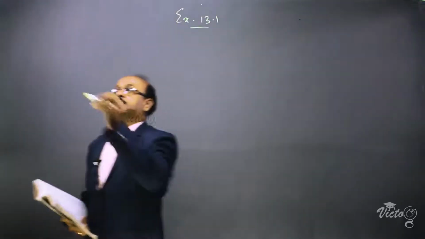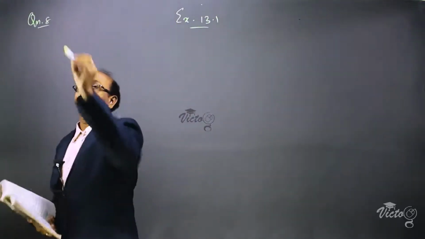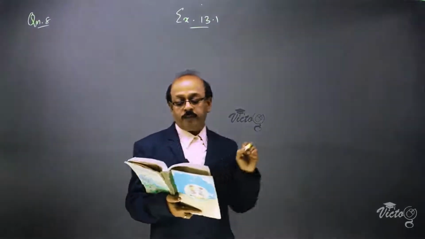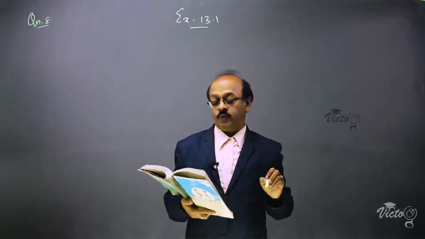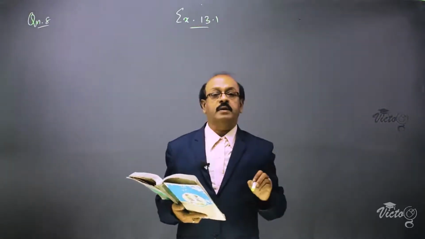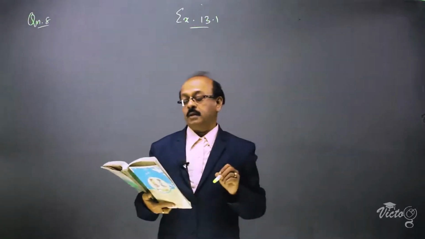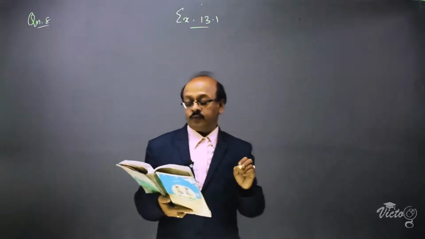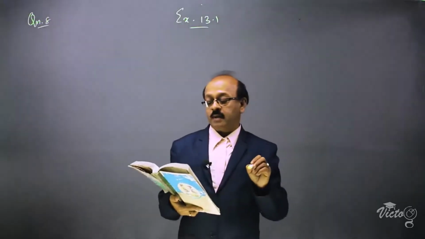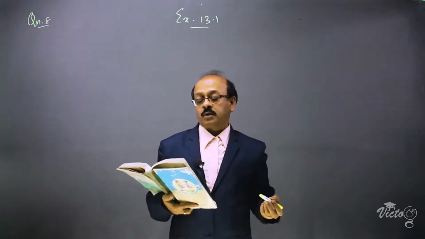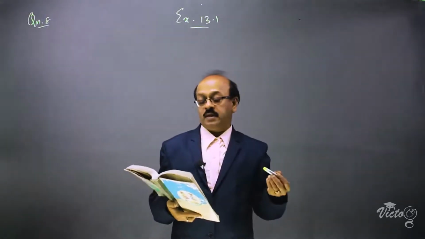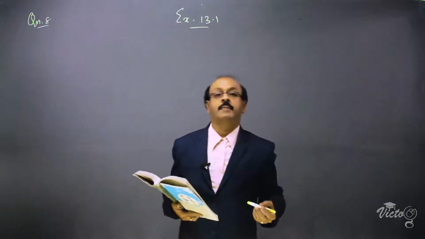Question number 8. The question is, from a solid cylinder whose height is 2.4 centimeter and diameter 1.4 centimeter, a conical cavity of the same height and the same diameter is hollowed out. Find the total surface area of the remaining solid to the nearest centimeter square.